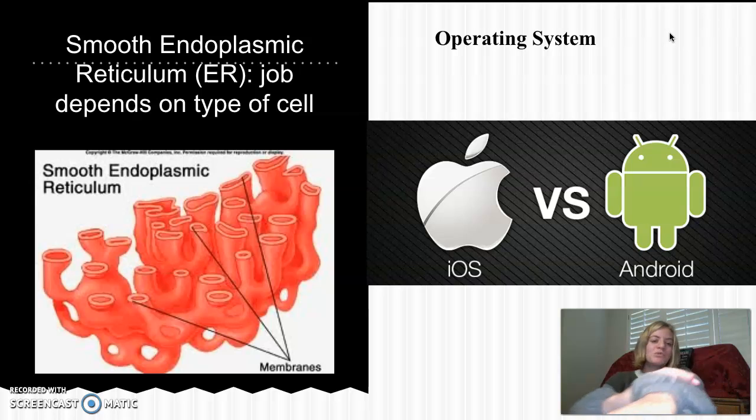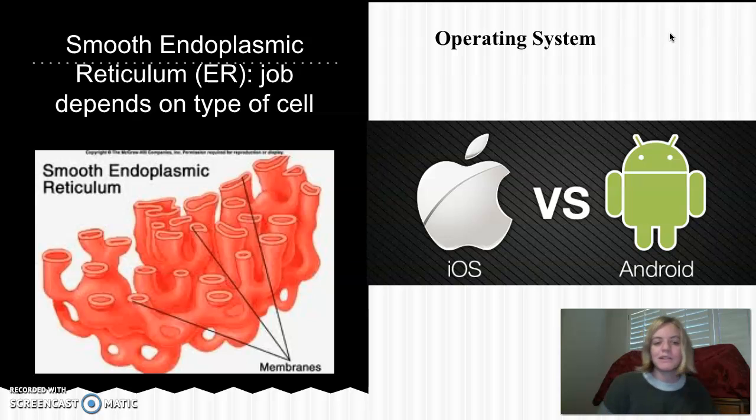Then we have the smooth ER, the smooth endoplasmic reticulum, okay? This is an interesting organelle because depending on the type of cell, it has different jobs. So one of its jobs is to make lipids, which we learned about last semester. In liver cells, however, the smooth ER has an important job of detoxifying the cells after you drink, say, alcohol, or if you were to have any drugs in your system. The smooth ER helps to detoxify that cell and keep it healthy and allow it to continue working.